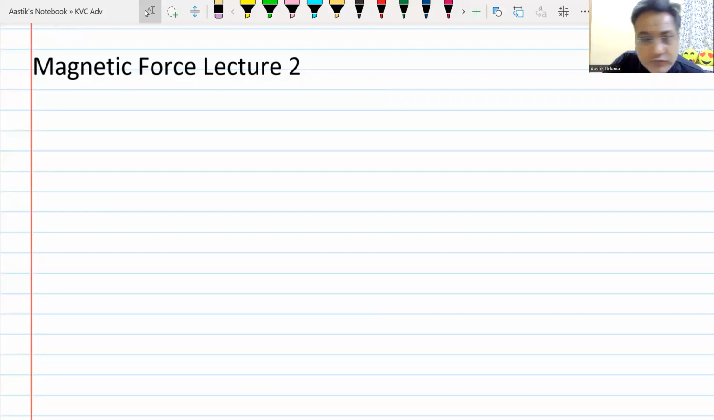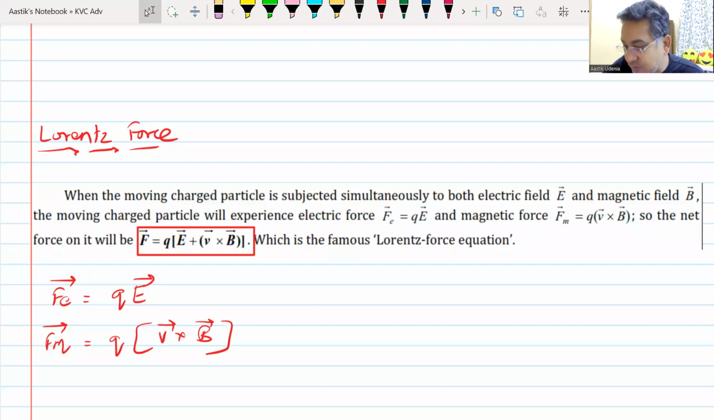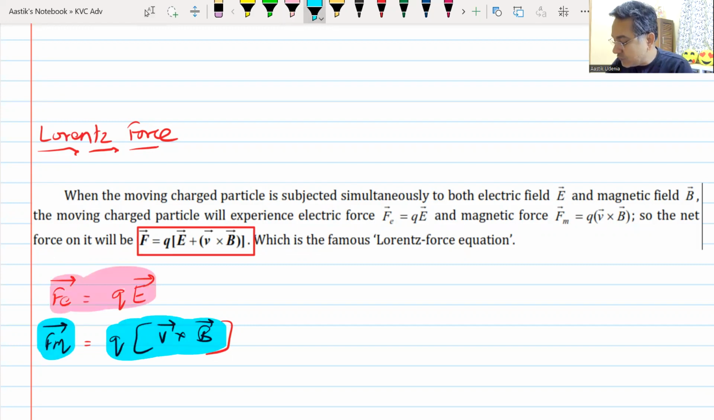This is lecture number 2, and in this particular lecture, we will be winding up magnetic force. If you remember, in the last class, we had discussed what will happen when you have electric and magnetic fields both coming into the picture. We'll have to find out the electrostatic force from the formula qE, and then find out the magnetic force using the formula qV cross B, and then add them vectorially to get the result.